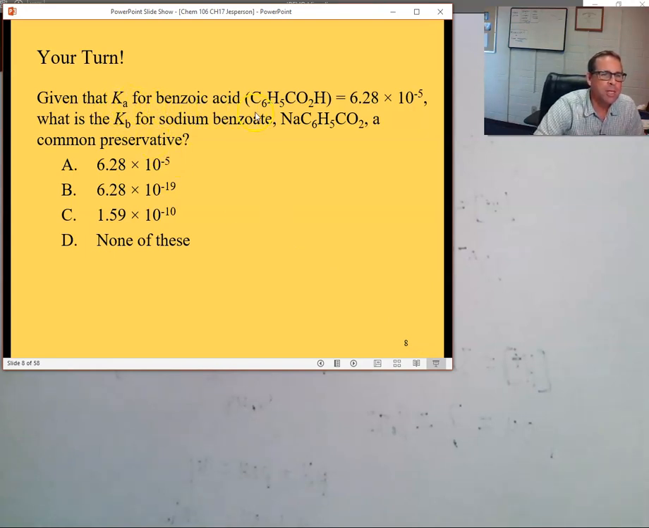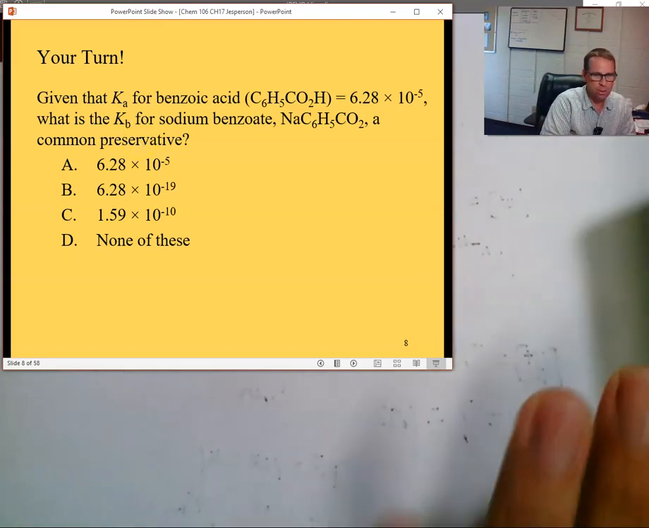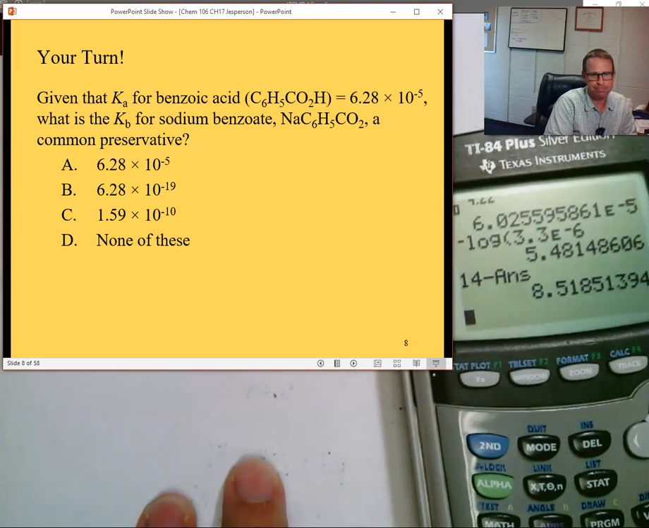Given that Ka for benzoic acid is 6.28 times 10 to the minus 5, what is the Kb for sodium benzoate, which is the conjugate base of this acid? What do you think, Sarah? Is the answer up there? Or you can tell us how you're doing it as you do it, or I can do it if you tell me how to do it.